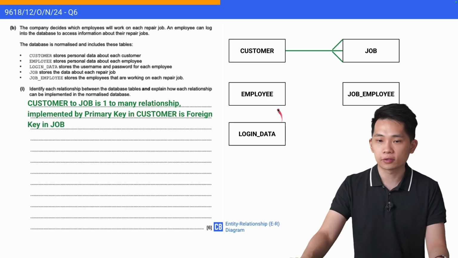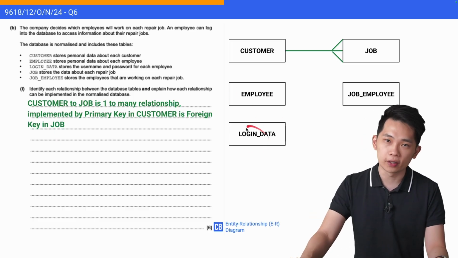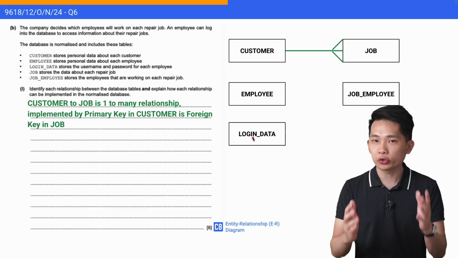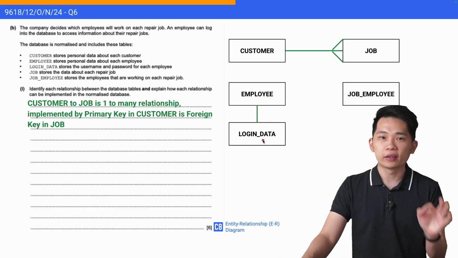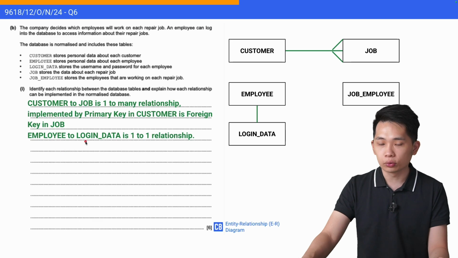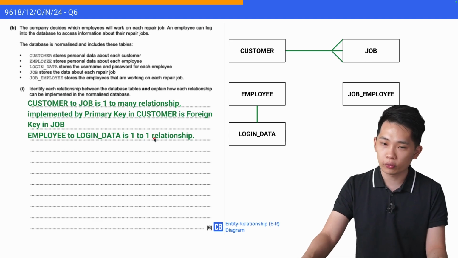Next, for employee to log in data table here, one employee only can have one login data. Therefore, it's a one-to-one relationship. Therefore, we can just write employee to login data is one-to-one relationship.